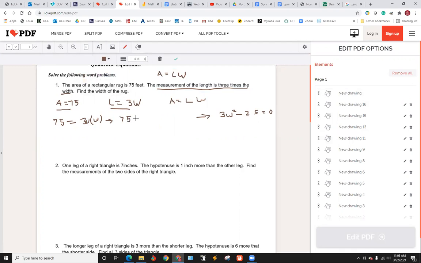Because I wanted to take out a common factor first, to get rid of that 3. And so this is a 75. 7.5.